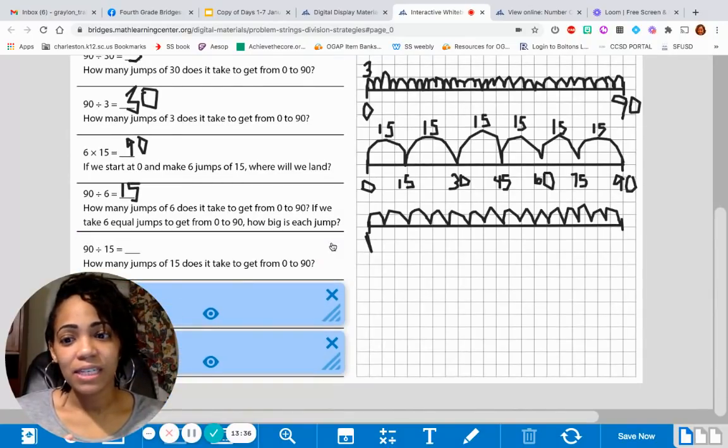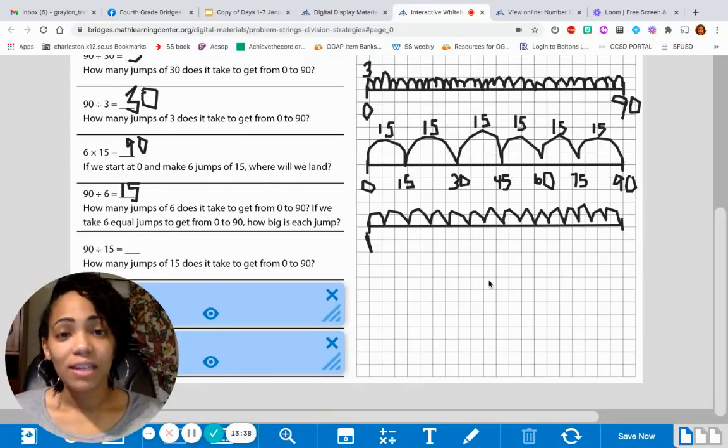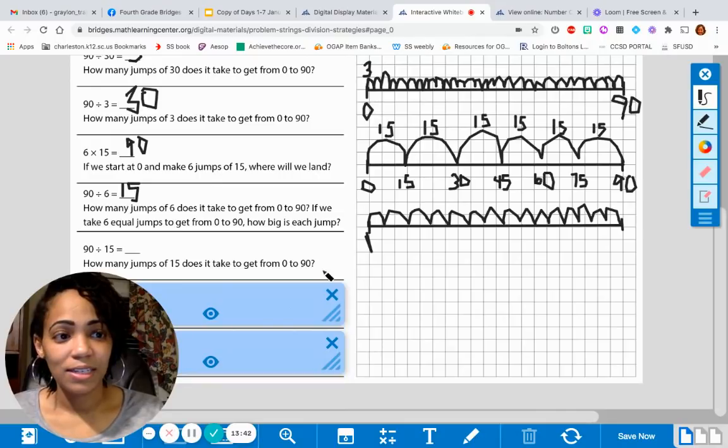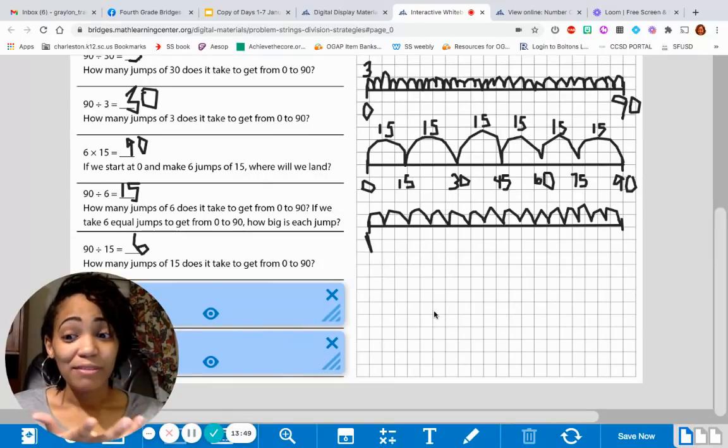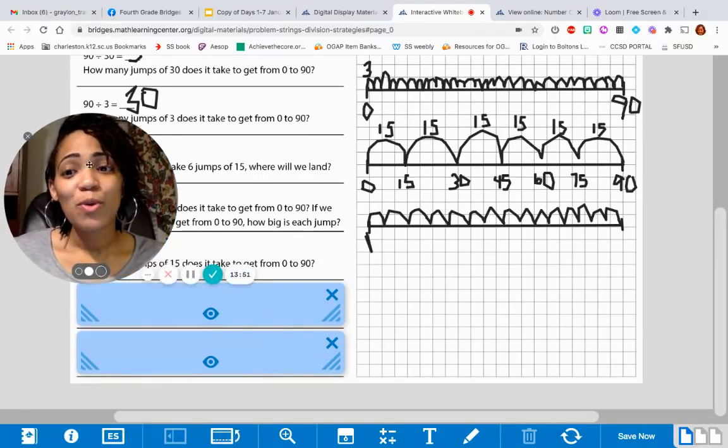90 divided by 15. How many jumps of 15? Yeah, we've already done that. We made 6 jumps of 15. So this time they tried to trick me. They did it backwards. Shame on Bridges. Okay, we have 2 more to do, guys. 2 more, we can do it.